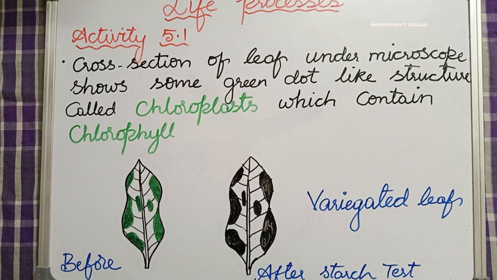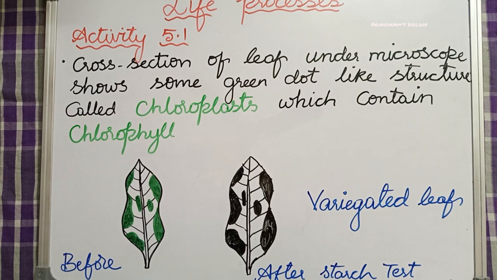Today we are going to learn about an activity to prove that chlorophyll is essential for photosynthesis, from the life processes chapter. Already we know that plants need four raw materials to perform a process called photosynthesis. Those four raw materials are chlorophyll, sunlight, water and carbon dioxide. So now we are going to learn how chlorophyll is essential for photosynthesis.